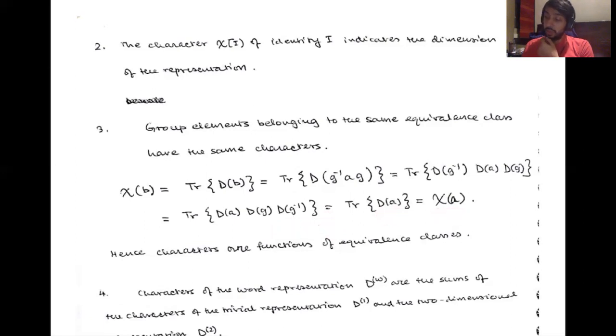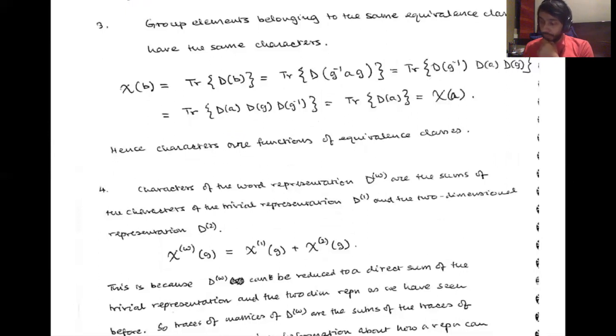So it just shows you that if these two elements B and A are of the same equivalence class, then the chi's of these A's and B's would be equal. So the characters are then functions of equivalence classes.